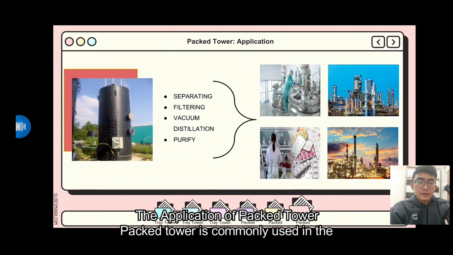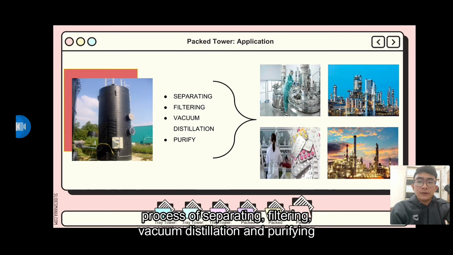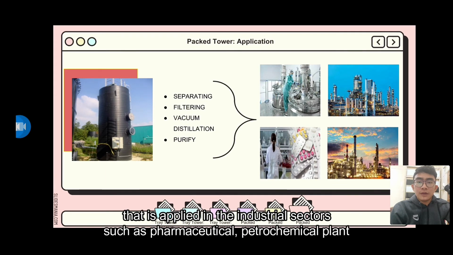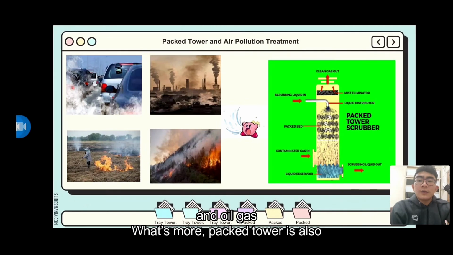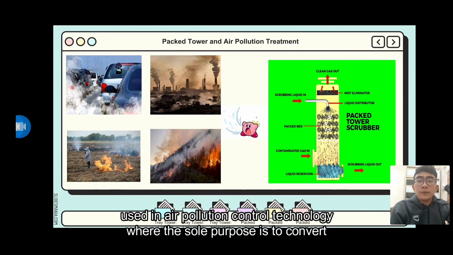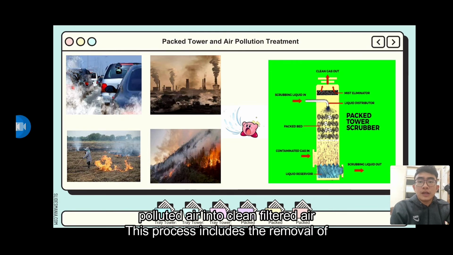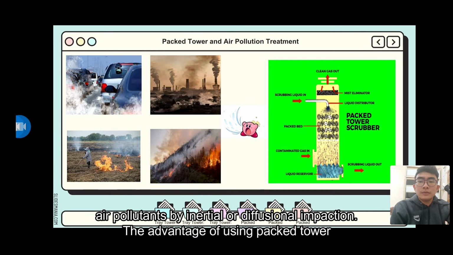Okay, the packed tower is commonly used in the processes of separating, filtering, vacuum distillation and purifying, applied in industrial sectors such as pharmaceutical, petrochemical plants and oil and gas. What's more, the packed tower is also used in air pollution control technology where the sole purpose is to convert polluted air into clean filtered air. This process includes the removal of air pollutants by inertial or diffusional impaction.